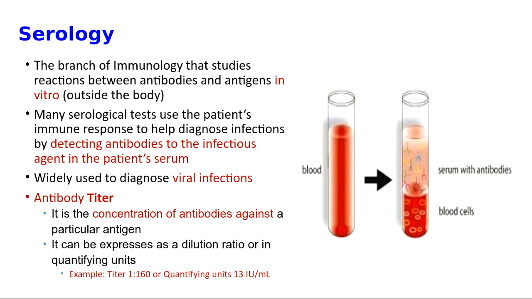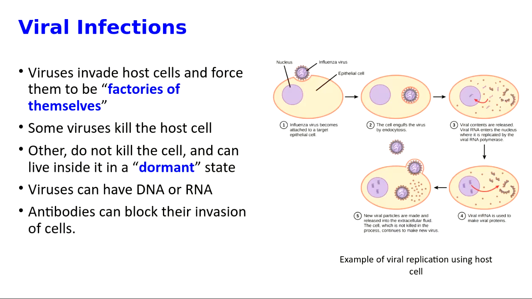So that's what the titers are for. Titers tells us an approximate concentration of specific antibodies in the patient's specimen. Something to remember about viral infections, we need to remember that viruses require the host cells to reproduce. If we want to kill that virus, we have to do it in a way that doesn't harm the host cells a lot.